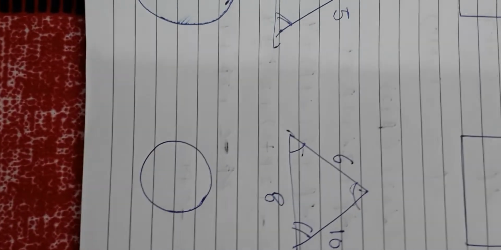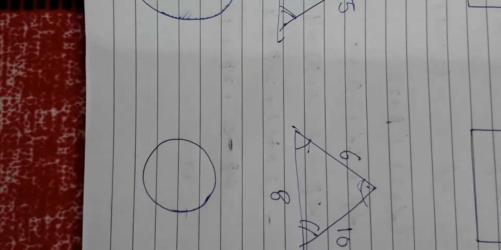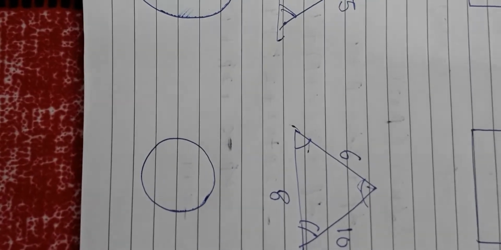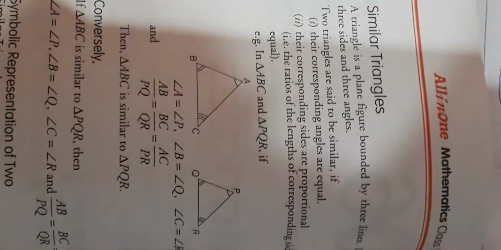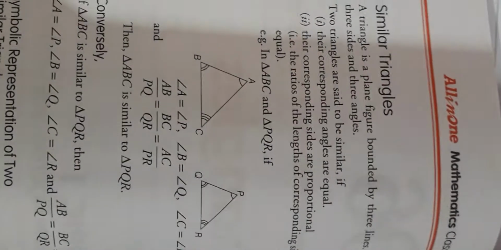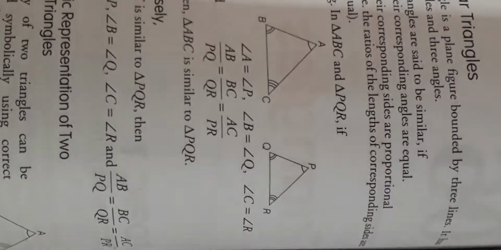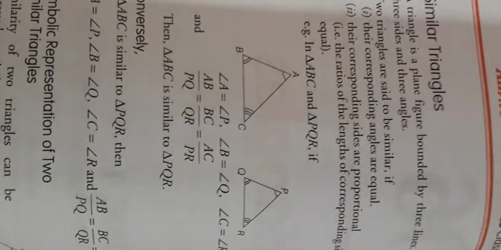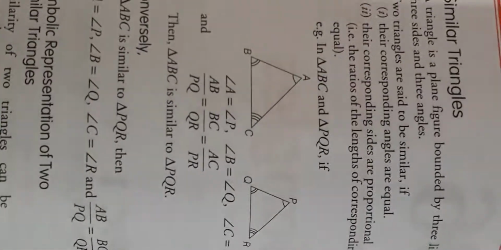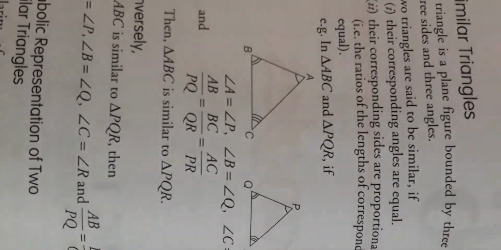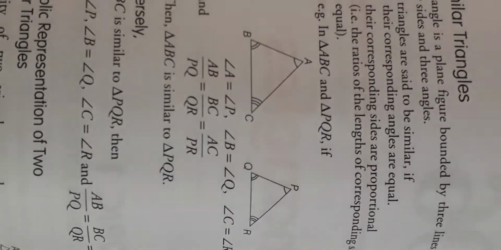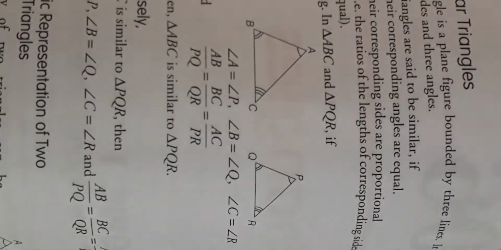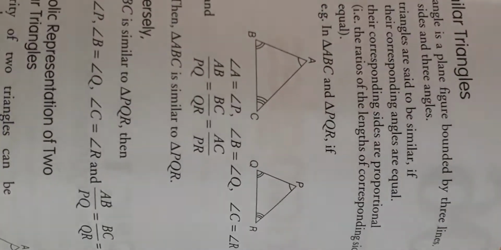What is the criteria of similar triangles? All corresponding angles are equal and all corresponding sides are in the same ratio. Now coming to similar triangles. A triangle is a plane figure bounded by three lines, three sides and three angles. Two triangles are said to be similar if their corresponding angles are equal and their corresponding sides are proportional, meaning the ratio of the lengths of corresponding sides should be equal.